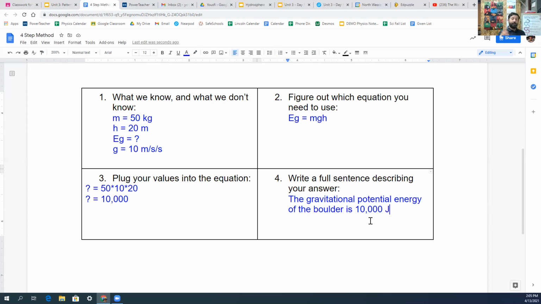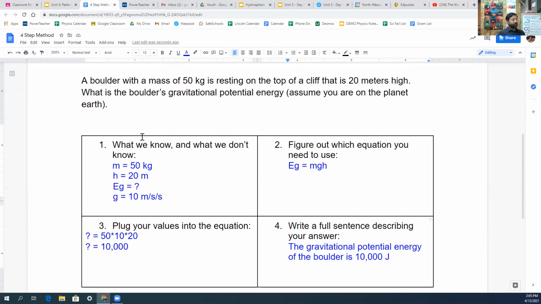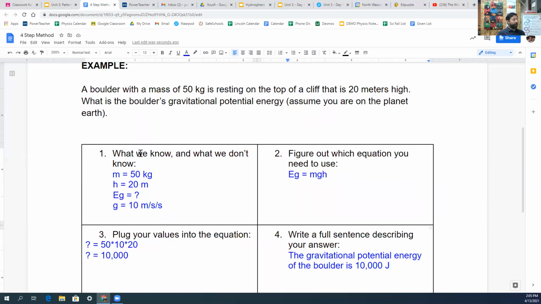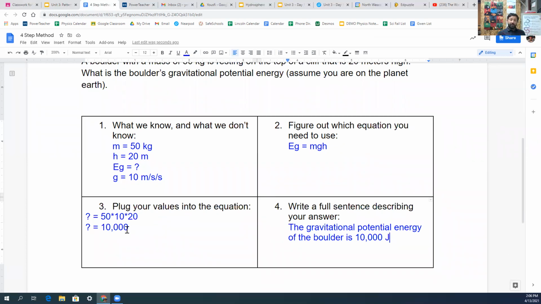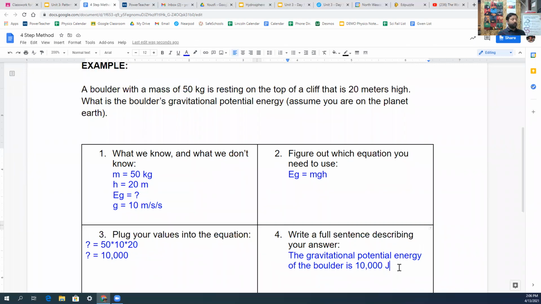Let me just repeat one more time. Box 1, you will list what you know and what you don't know. Box 2, figure out what equation you're going to use based off of what you know and what you don't. Box 3, plug your values in. Box 4, a full sentence that's describing your answer. What is the boulder's gravitational potential energy? Well, the gravitational potential energy of the boulder is 10,000 joules. And that is the 4-step method.